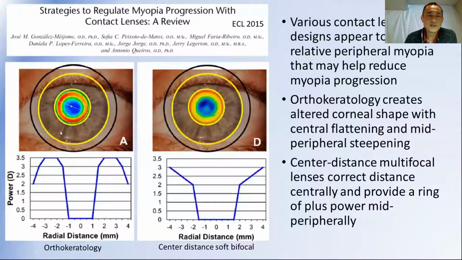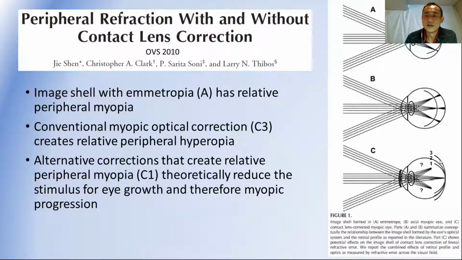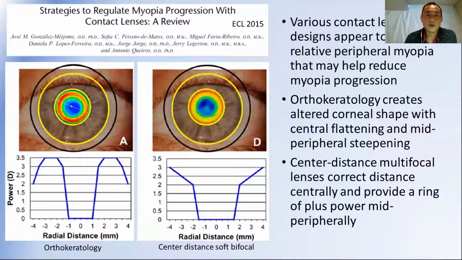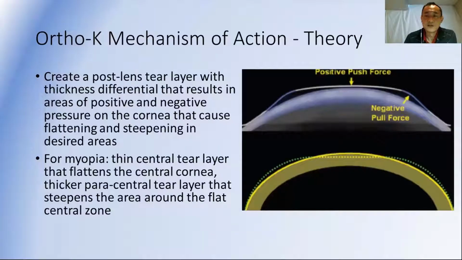And here's just a study that was published that shows the power of the lens or the refraction through the different areas of the pupil based on Ortho-K lenses and soft bifocal lenses with a center distance correction. And this presumably will translate into creating the type of image shell where the peripheral image is in front of the retina, and thereby slowing progression of the myopia. So that's what I'm going to talk about in terms of myopia control.